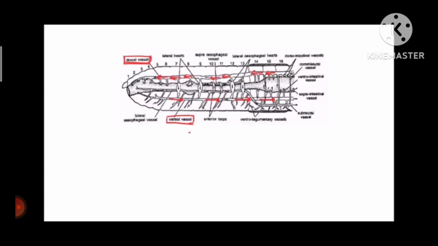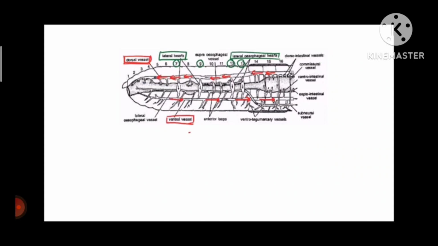Next is hearts. There are 4 pairs of hearts, 2 pairs of lateral hearts and 2 pairs of lateral esophageal hearts. Lateral hearts are located in 7th and 9th segments, 1 pair in each segment, and the lateral esophageal hearts are located in 12th and 13th segments, 1 pair in each segment.